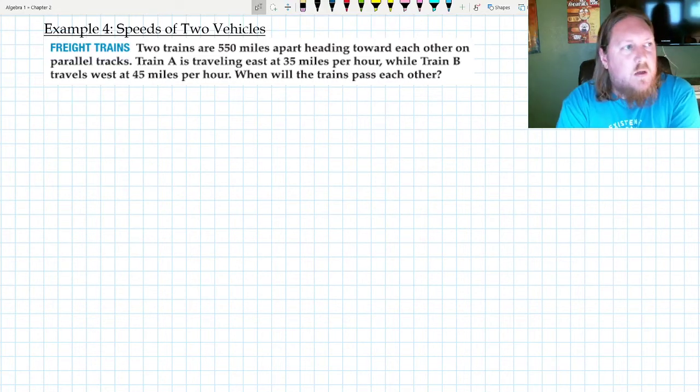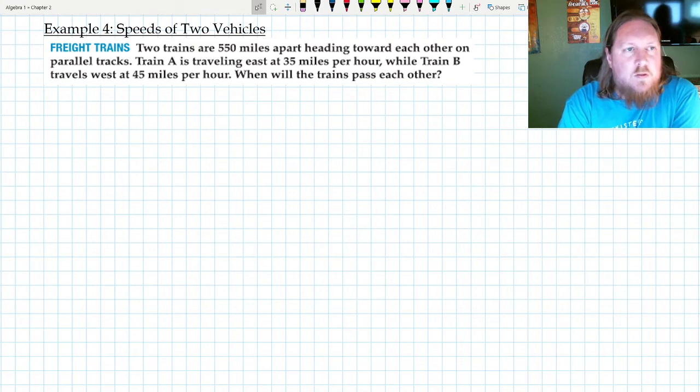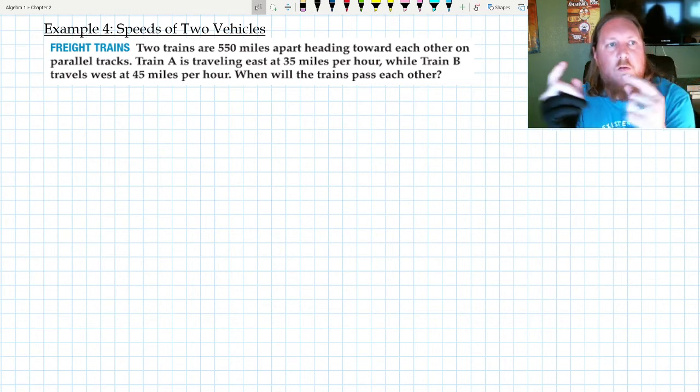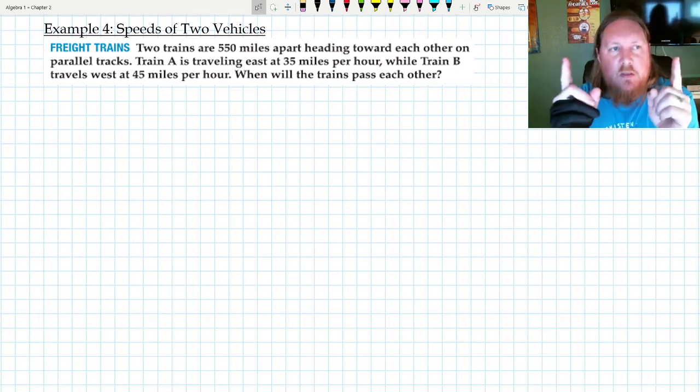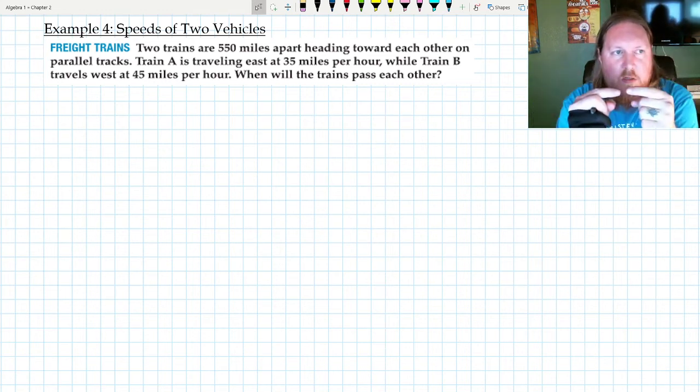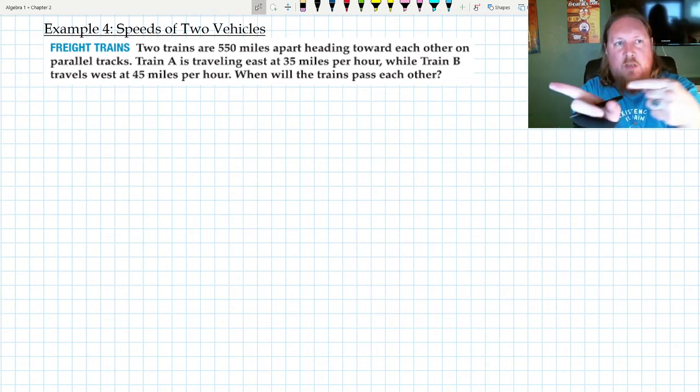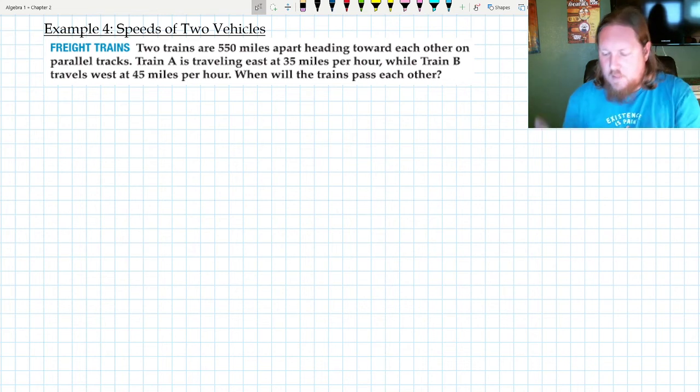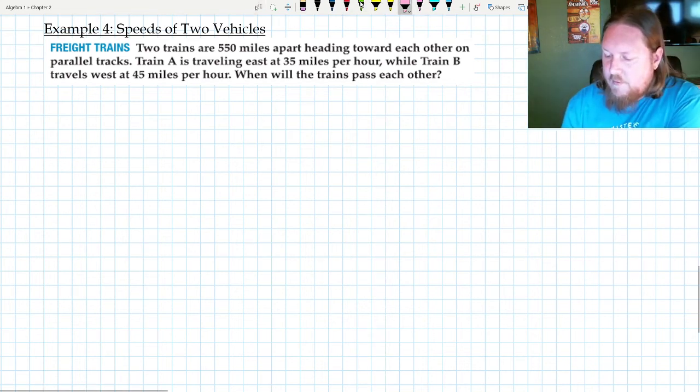Example 4, speed of two vehicles. So before it was one vehicle going and then coming back. Here there are two vehicles. And what usually happens is either the two vehicles are going towards each other, or they're going away from each other, or they're both going the same direction and one's trying to catch up. So those are the three kind of scenarios that you can have. So let's figure out which one we have here.